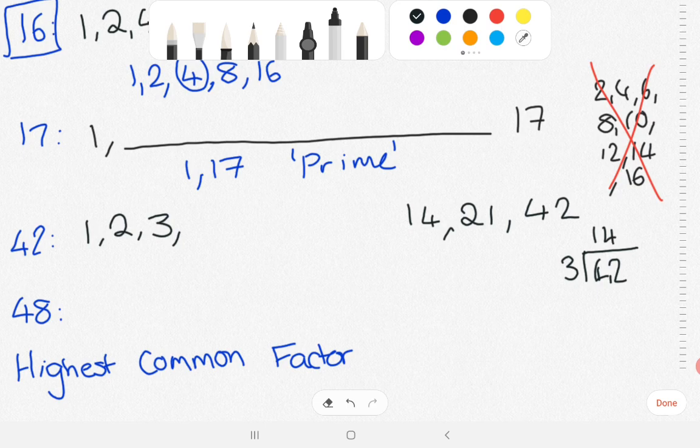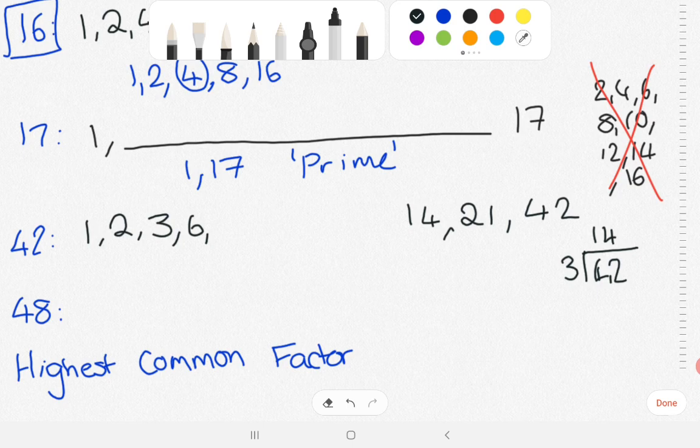4 times table would be next. 4 tens are 40, 4 11s are 44, so it's not in the 4 times table. I'm not going to write that down. 5 times table, well, it can't be in the 5 times table because it doesn't end in a 0 or a 5. So let's start with the 6 times table next.